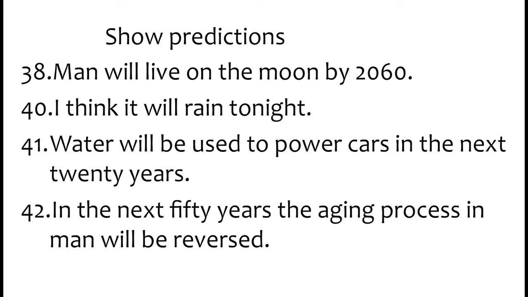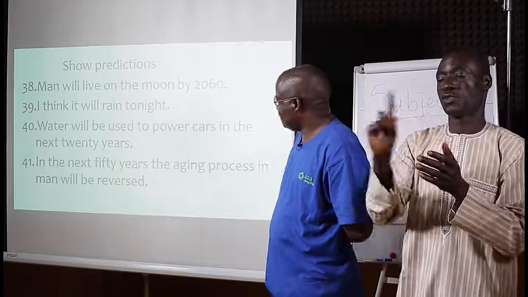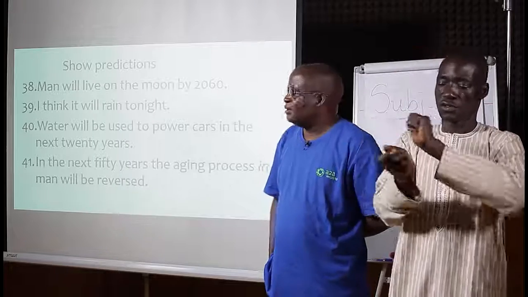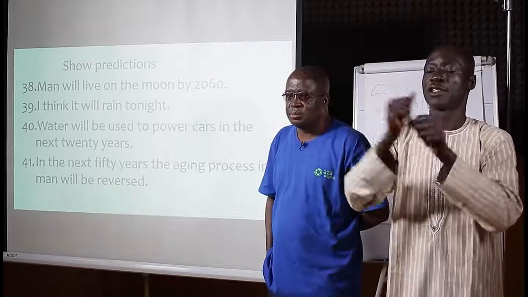2. Show predictions. Man will live on the moon by 2060. 39. I think it will rain tonight. 40. Water will be used to power cars in the next 20 years. 41. In the next 50 years, the aging process in man will be reversed.